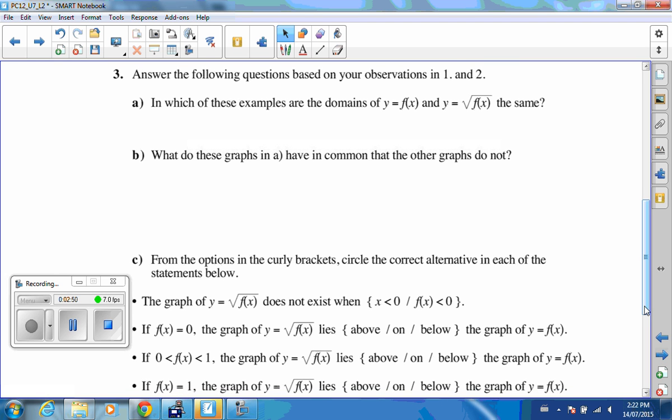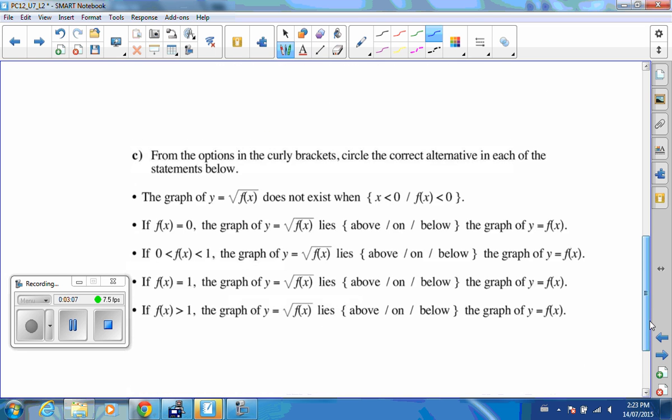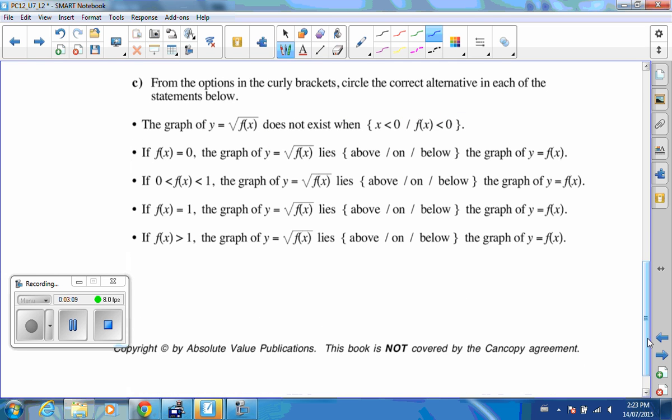So the domains are the same anywhere f of x is always positive. So if f of x is always positive, the domains are the same. And yeah, what we should have noticed is this. The graph ceases to exist when f of x is less than 0. And when f of x is 0, the graph lies on the original. If f of x is between 0 and 1, it is above the original.